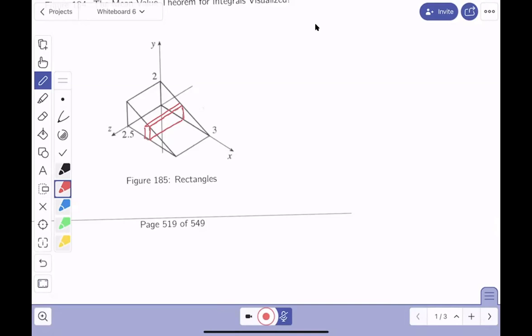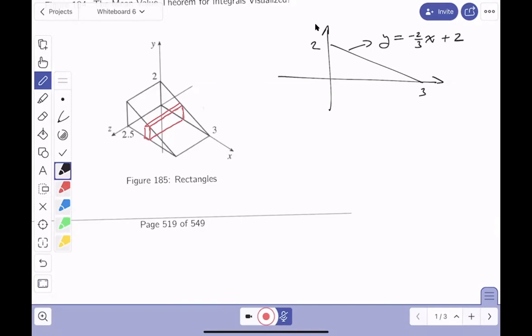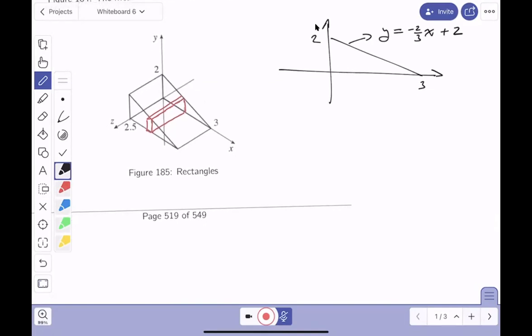I sort of see this thing going along the x-axis, so I want to draw a picture of what I'm seeing. This looks like 2, this looks like 3. The equation of this line is y equals, that's a line by the way, its slope is minus 2/3 and the y-intercept is 2. All right. Looking at the box, it's coming straight out at me, something like this. So I'm going to say the differential is dx for that box.